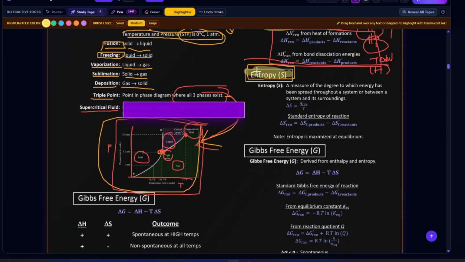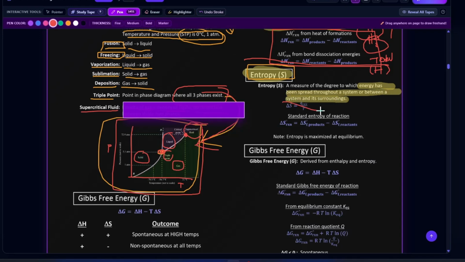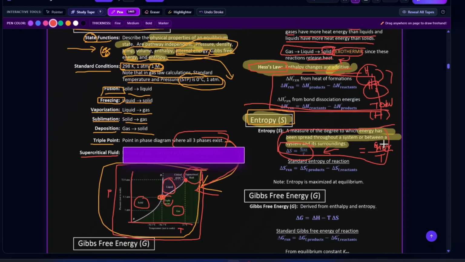Okay, and then we have entropy. Entropy is a measure of the degree to which energy has been spread throughout a system or between a system and its surroundings. You want to memorize this formula here. It involves knowing that delta S is equal to Q rev over T. That sounds weird, right? But basically it's saying that the difference in entropy is equal to heat from the reversible reaction, heat over temperature. You want to do practice problems to practice this in context so that it makes more sense.